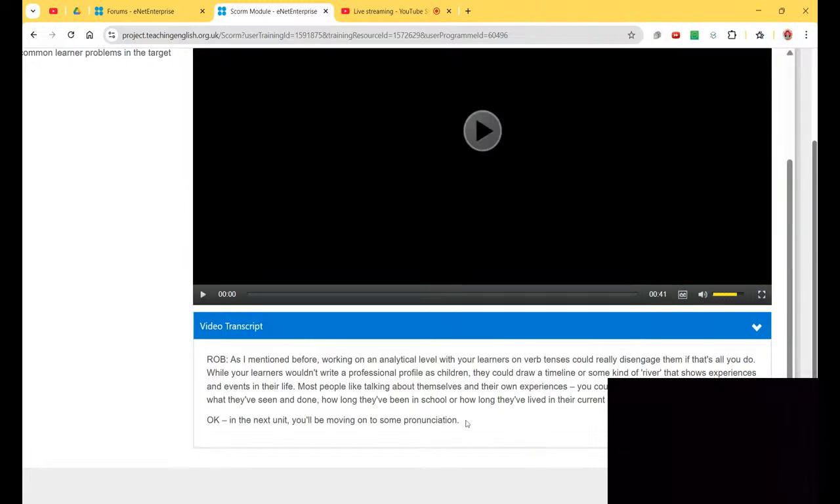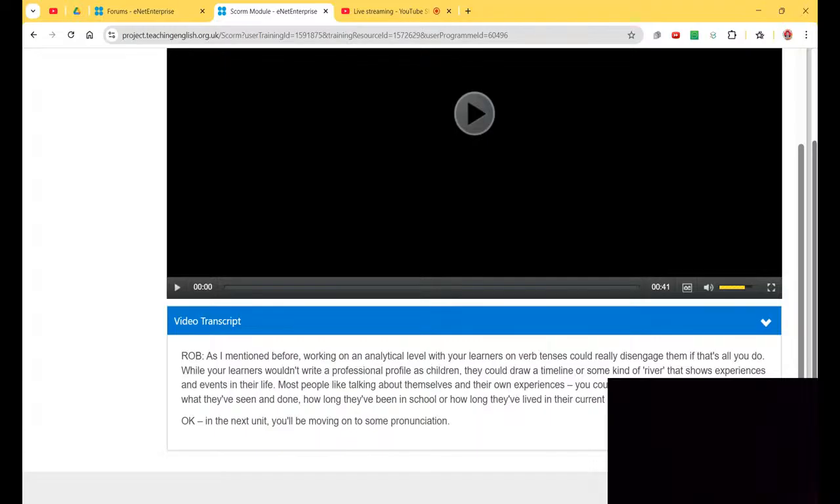When teaching children, they could draw a timeline or something on the board that shows experiences and events in their life. Most people like talking about their own experiences. You could have them make a poster about what they've seen and done, how long they've been in school, or how long they've lived in their current home. Okay, in the next unit you'll be moving on. Wow, this is very good. We can use the timeline.